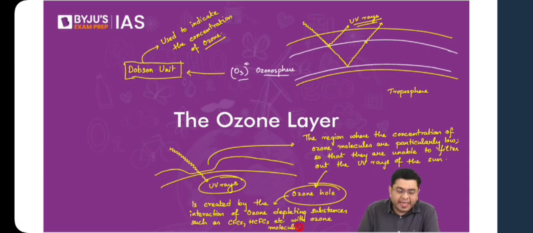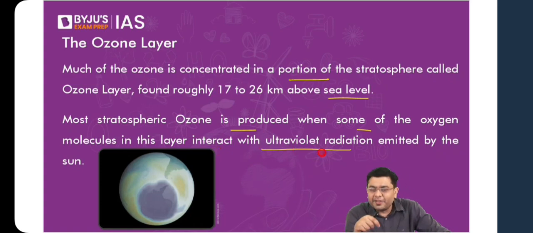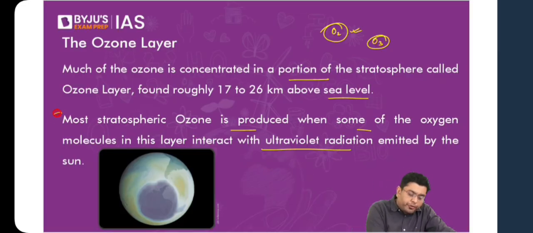Now, much of the ozone is concentrated in a portion of the stratosphere that we refer to as the ozone layer. It is roughly at a height of around 17 to 26 kilometers above the ground surface or sea level. Most stratospheric ozone is produced when some of the oxygen molecules in this region of the stratosphere interact with the ultraviolet rays. Please understand, the oxygen present near the ground surface is in a stable state, that is O2. This is breathable, consumable by the various species living on the planet. But O3 is produced when oxygen ions and atoms interact in the presence of ultraviolet rays. This production process is very slow.